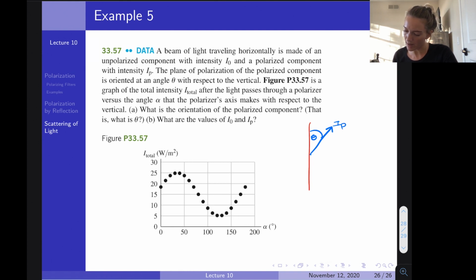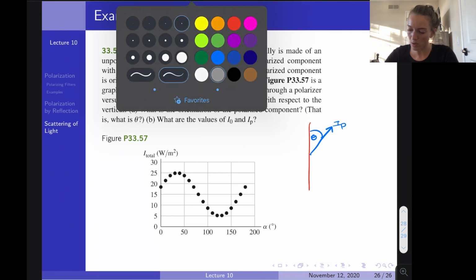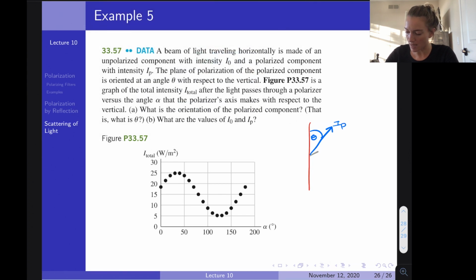Here we have a graph of the total intensity after the light passes through a polarizer versus the angle alpha that the polarizer's axis makes with respect to the vertical. That means our polarizer is making some angle here, where this whole thing is alpha. So what is the orientation of the polarized component, so what is theta? And what are the values of I0 and IP, the intensity of the unpolarized light and the intensity of the polarized component?